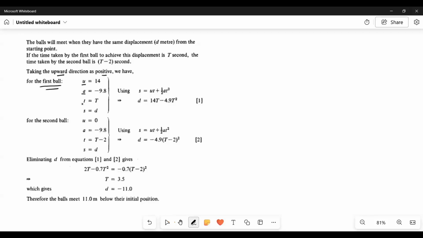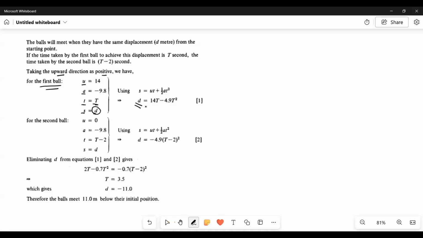If you don't get that, let's make sure we get that. Time, as we said, for the first ball, we're going to take as capital T. S equal D, we don't know this. So we're going to use the formula S equals UT plus half AT squared. So this is the D, right? We don't know that. It can be written in terms of our U is 14, T is capital T, half AT squared. Remember, half of 9.8 is 4.9, right?